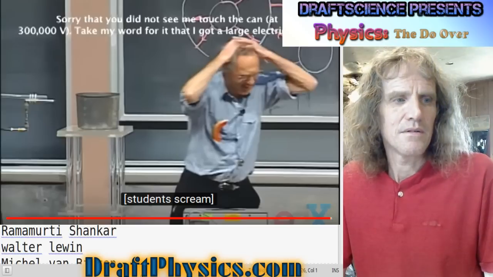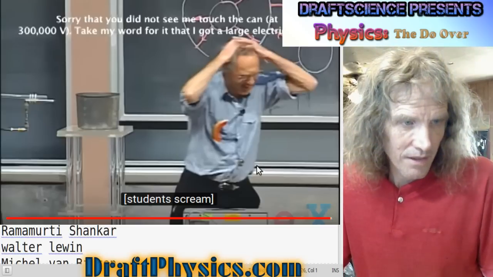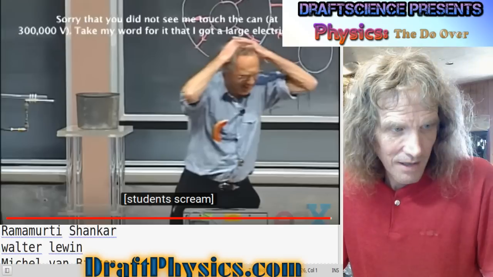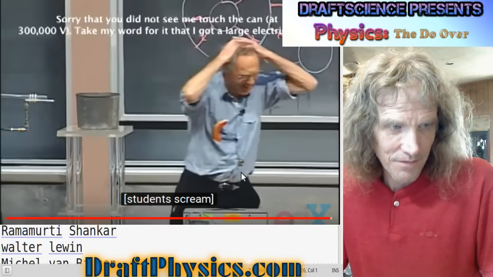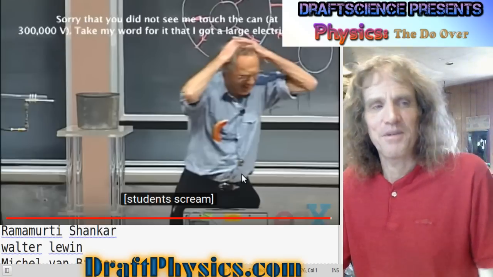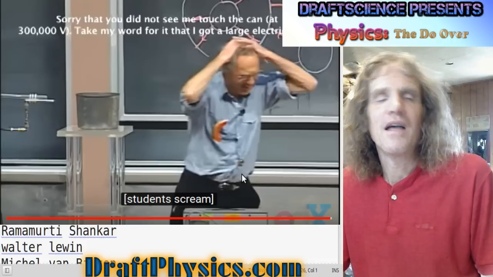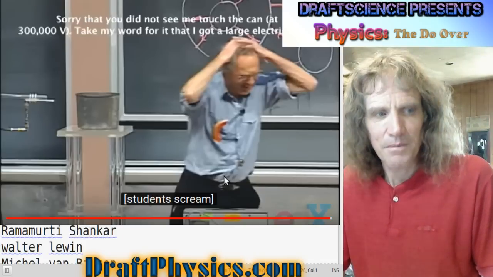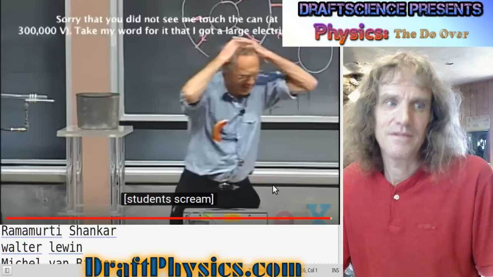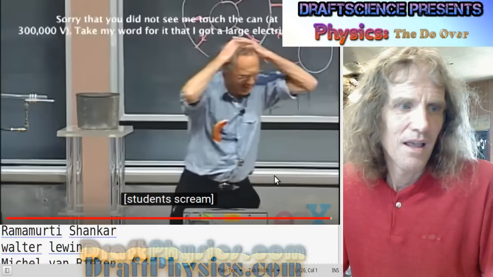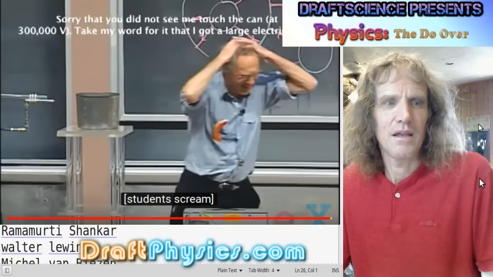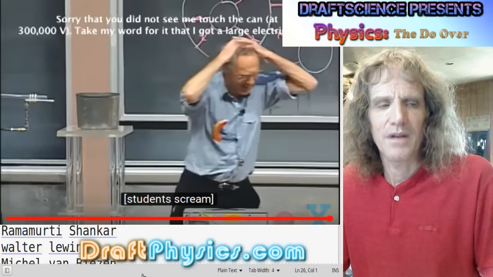So 30,000, and then there's a message: sorry that you did not see me touch the can at 300,000 volts. So it's kind of funny, right, that they put a message on the video and got the number wrong. I mean, 300,000 volts. No, 30,000. Anyway, take my word for it that I got a large electric shock. Okay. So anyway, just kind of funny.